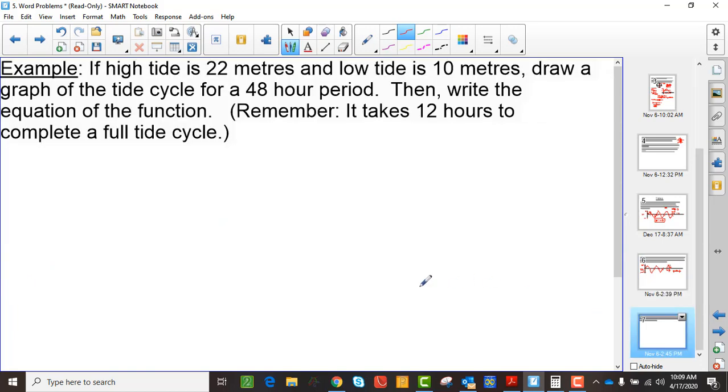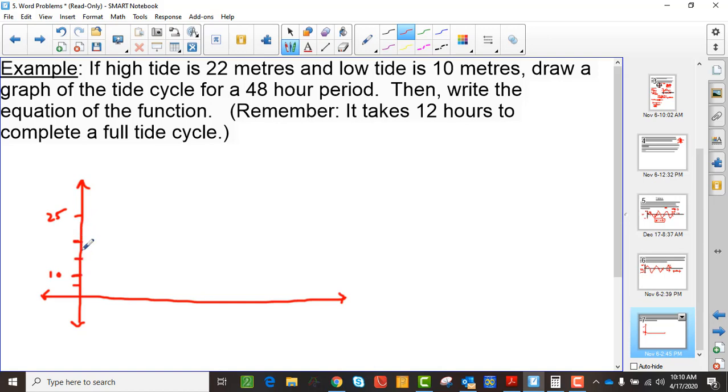Here's another example. This one, though, doesn't tell you to start in mean sea level mode. It just says high tide is 22 and low tide is 10. It just gives you the actual physical heights. So if you start at 10, let's go 5, 10, 15, 20, 25, let's say, up there. Then you have to find the middle, and the middle is going to be at 16, because that's the middle point. Let's say that's 22. So 22 is my high point, 10 is my low point. So 6 in between in each direction is going to be 16. That's my middle.